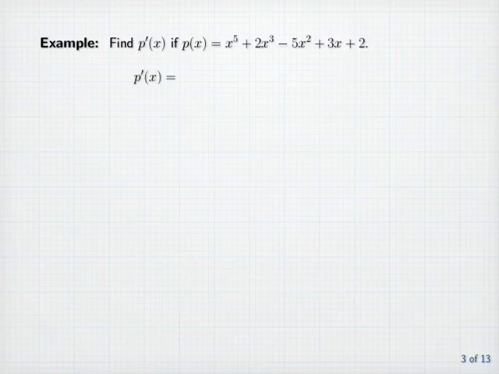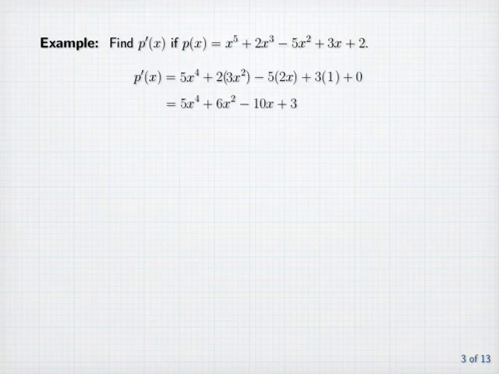The derivative of x to the fifth is 5x to the fourth. Then we add 2 times the derivative of x cubed, which is 3x squared, and then minus 5 times the derivative of x squared, which is 2x, and plus 3 times the derivative of x, which is 1, and then plus the derivative of 2, which is 0. And so this simplifies, as you see here, to 5x to the fourth plus 6x squared minus 10x plus 3.